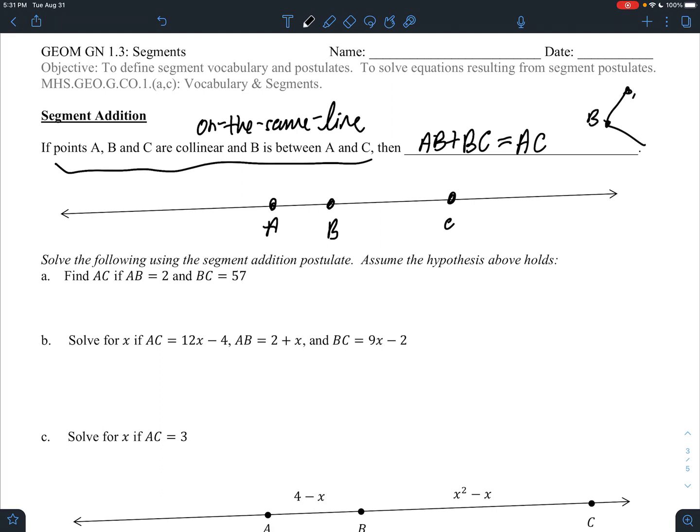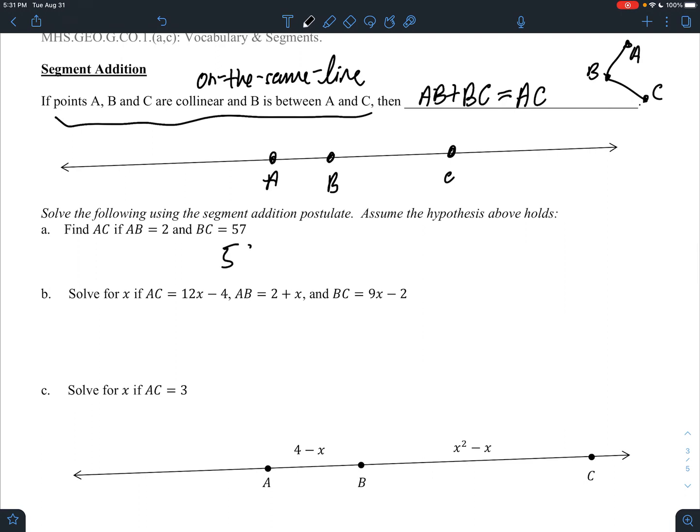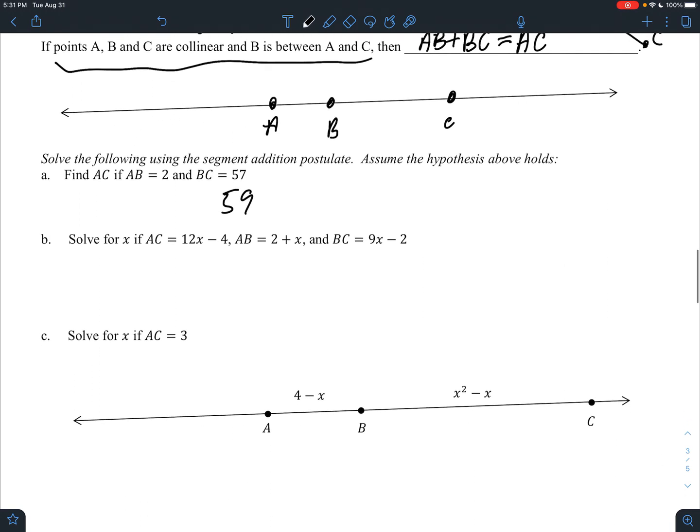Look at this picture, right? So if it's bent, it doesn't work, right? It's got to be a straight line. So this one's 59. Part plus part equals whole.